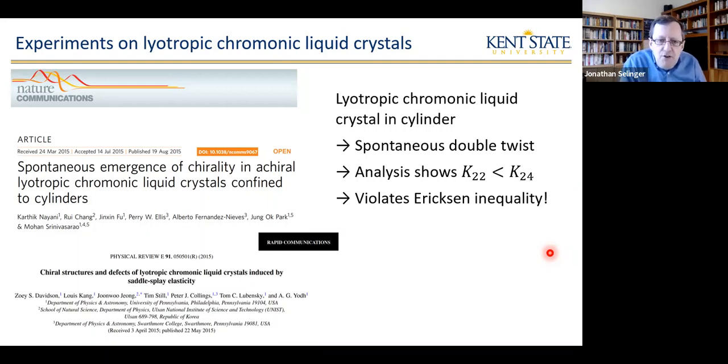Those experimental groups analyzed the data and extracted the parameters K22 and K24, and they found that K22 is less than K24, which violates one of the Ericksen inequalities. So what's going on here? How can we understand this result? And are there actually any constraints on K22? Could K22 actually be negative?